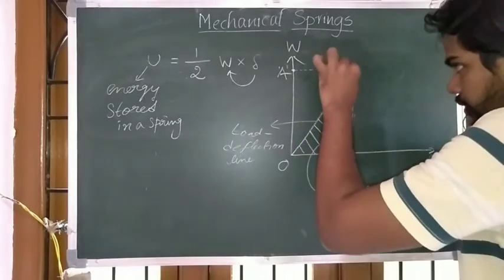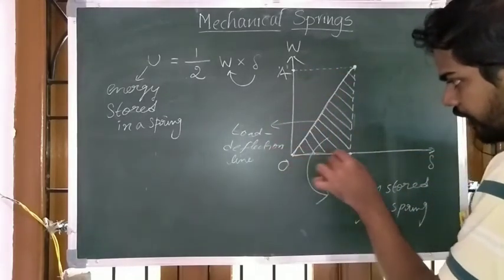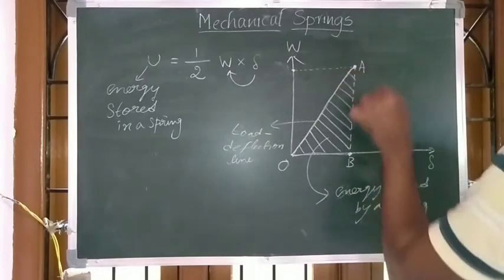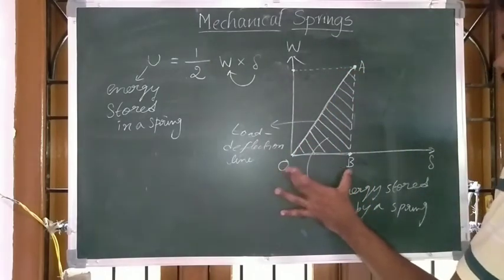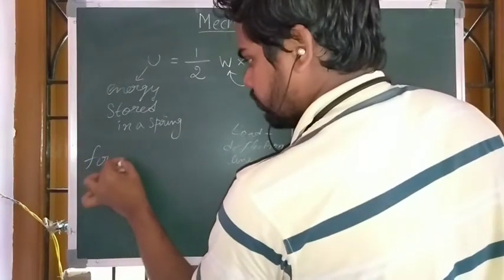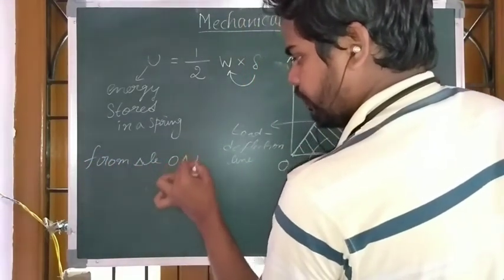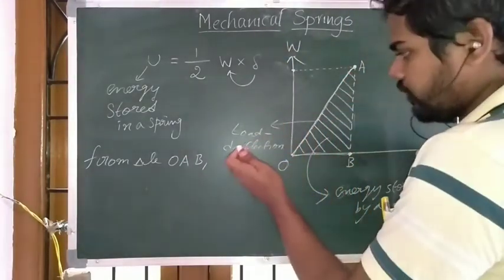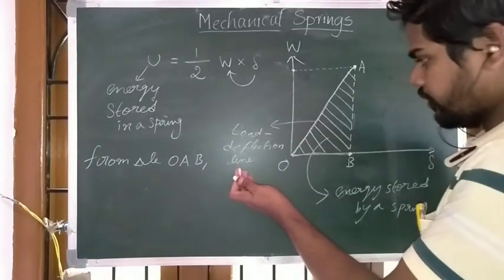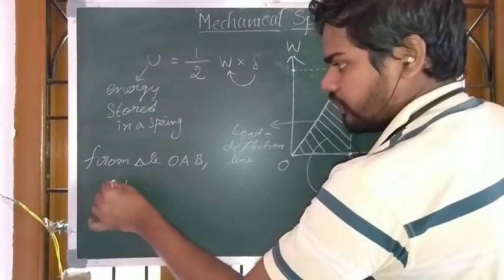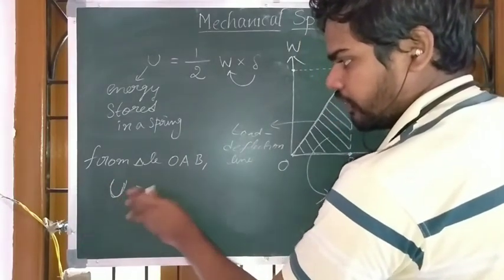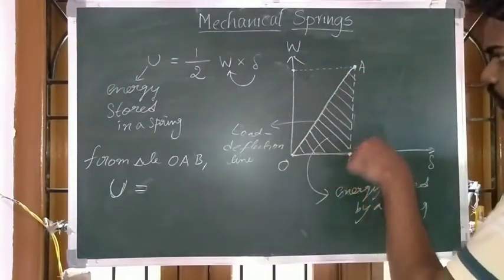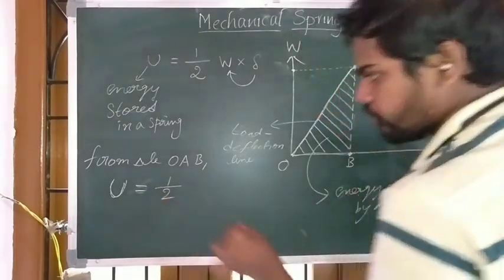Let us make it look like a triangle. Now take this point A. From triangle OAB, this energy becomes the area below this load deflection line, which is the strain energy stored by a spring. So energy stored by a spring, U, is equal to the area of a triangle. It looks like triangle OAB, so the area becomes half.